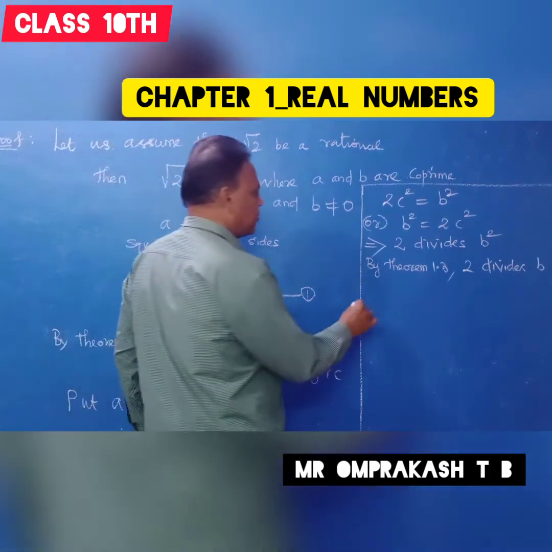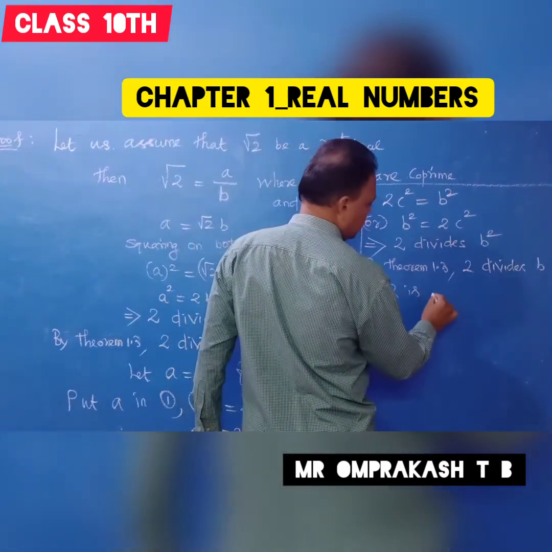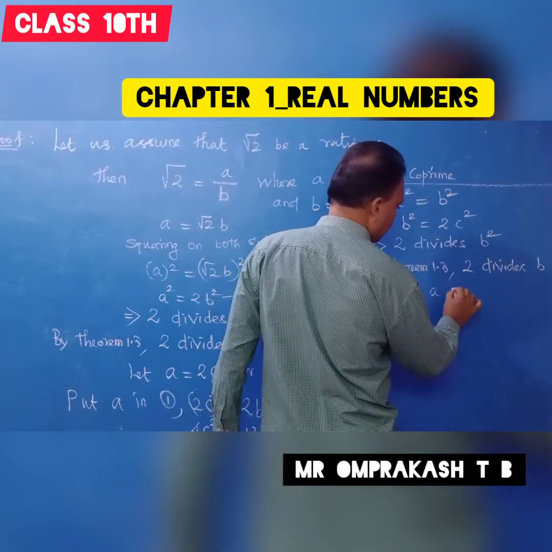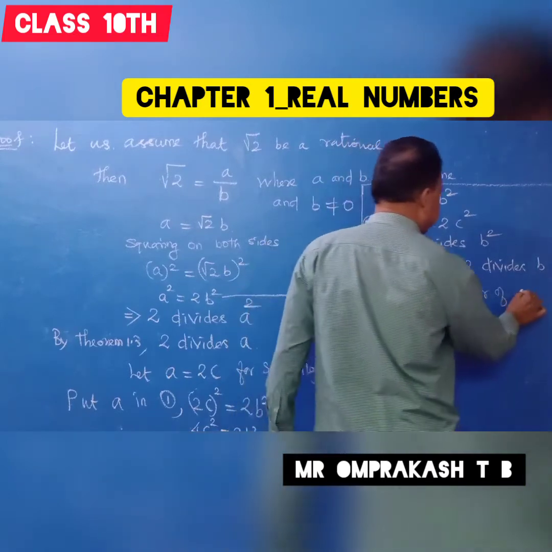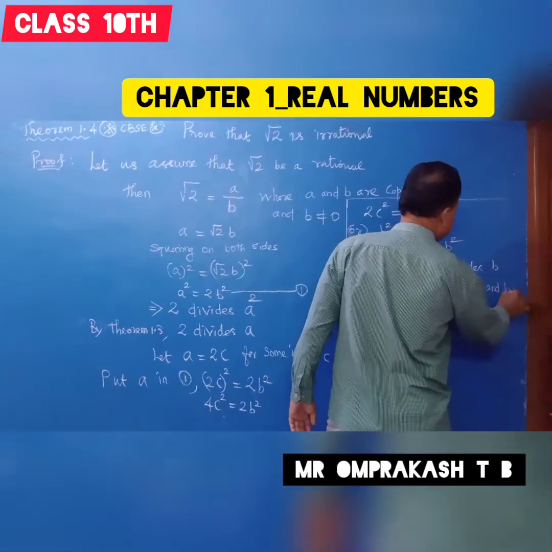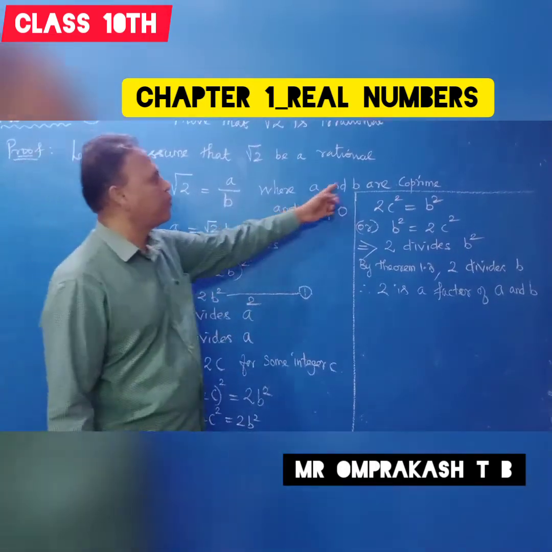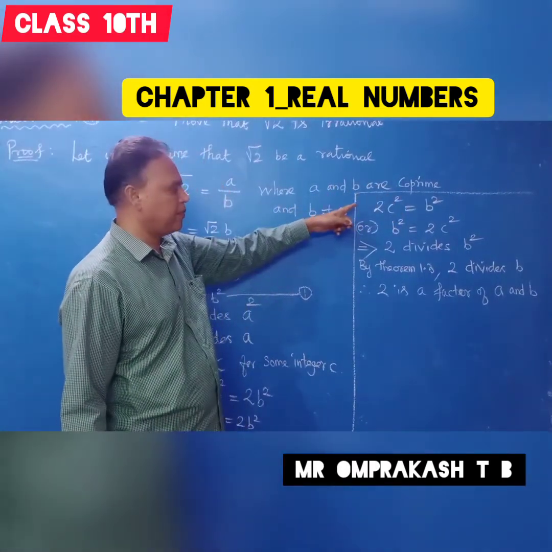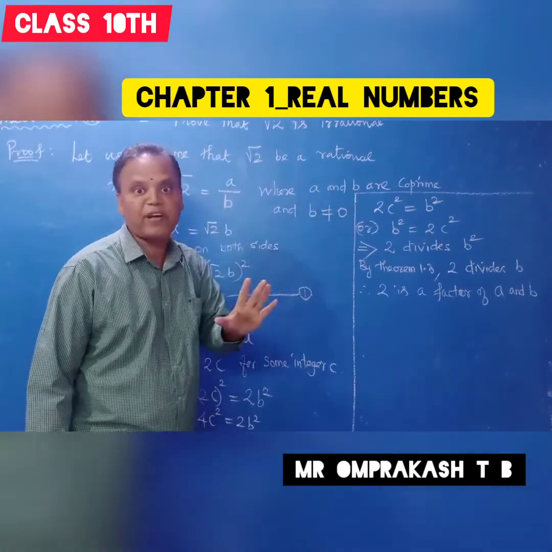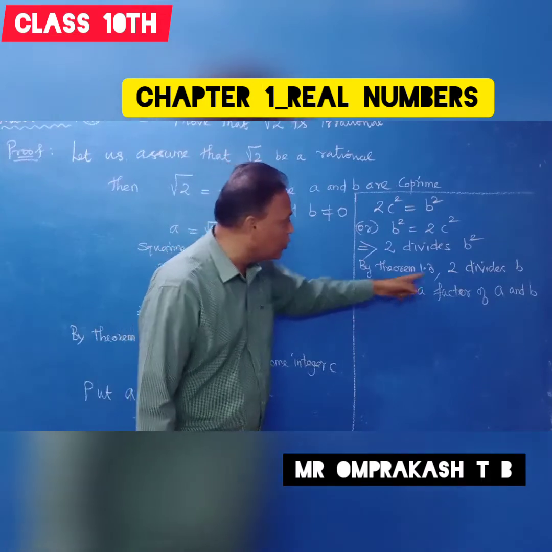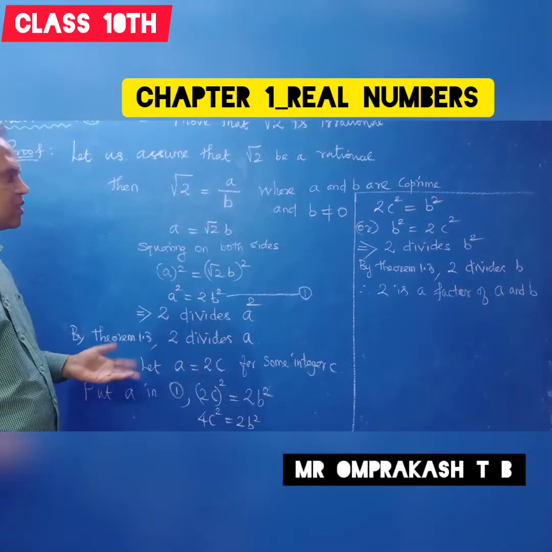Clear? Therefore, 2 is a factor of a and b. So what is our assumption? a and b are co-prime. But a and b being co-prime means only 1 is a common factor. But here we are getting that 2 is also a factor of a and b. That means this is a contradiction.